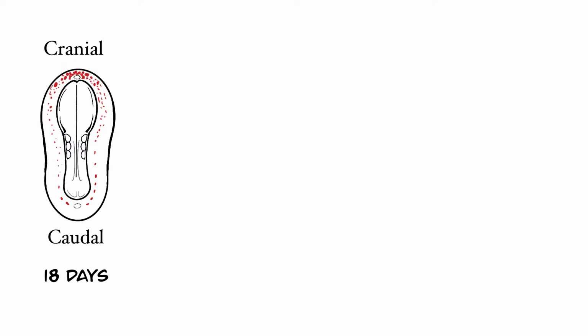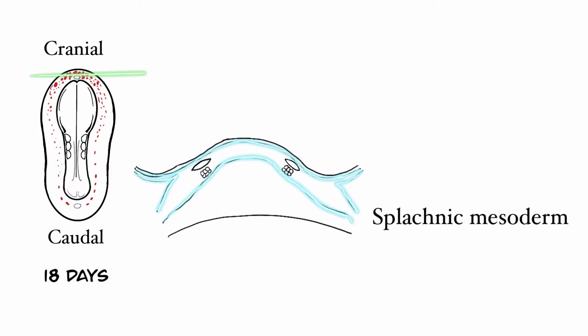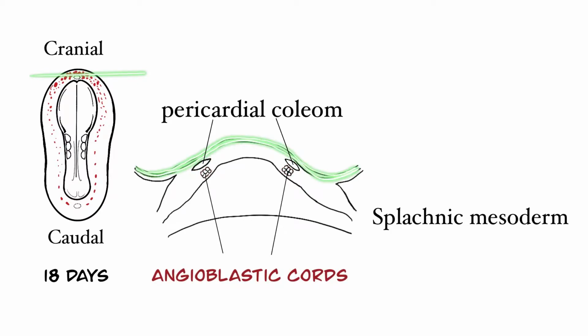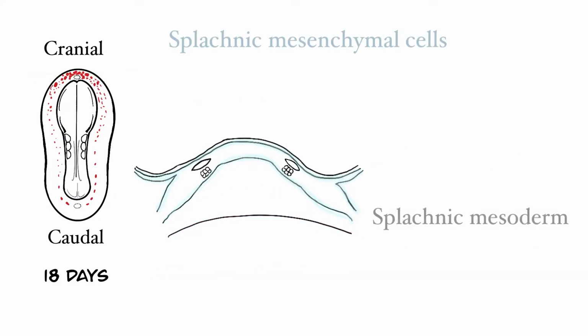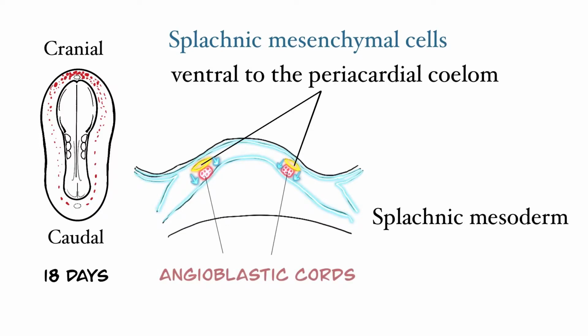When we take a section of the 18th day cardiac primordium from the level in the figure, we see the following structures: splanchnic mesoderm, pericardial sulcus, angioblastic cords, embryonic ectoderm, embryonic endoderm, and yolk sac. The splanchnic mesenchymal cells, ventral to the pericardial sulcus in the cardiogenic area, aggregate and form two angioblastic cords.